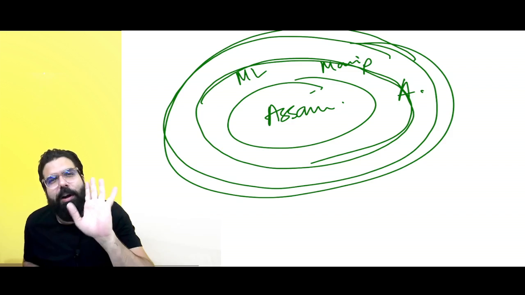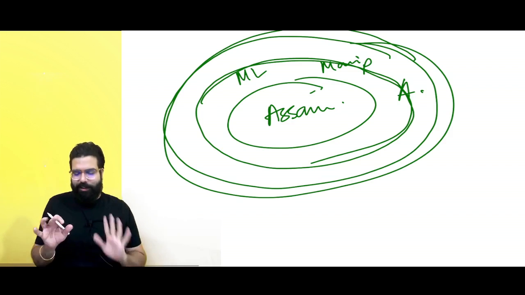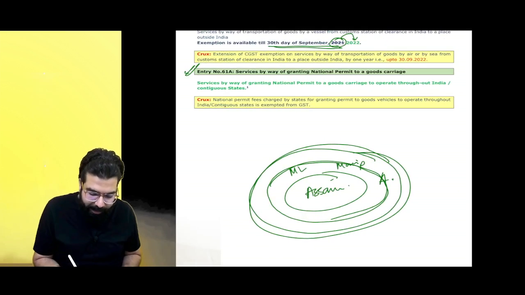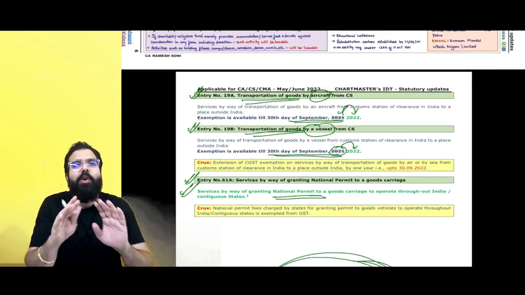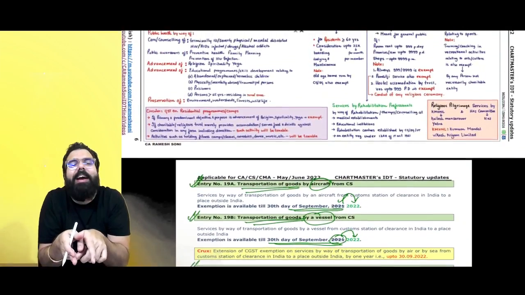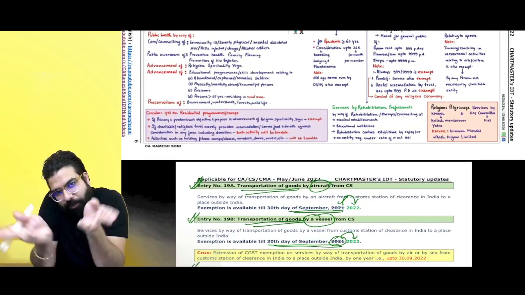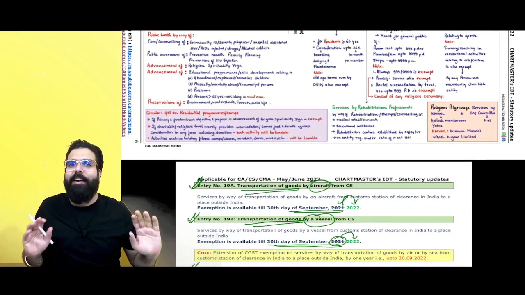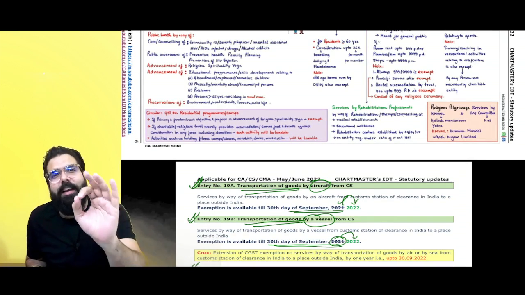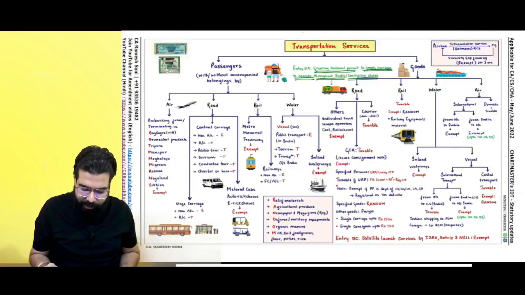Now, for the permit, whatever fees is taken by the government, there is no GST. That's all. Whenever the government issues a national permit or a permit to operate in the contiguous states, meaning the border states, there shall be no GST on the national permit fees which is charged. That's the amendment.